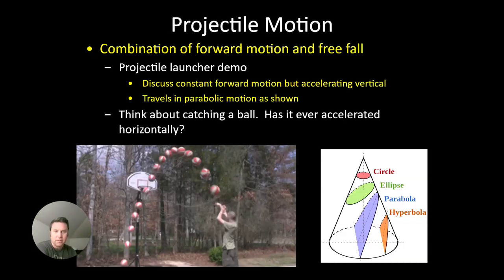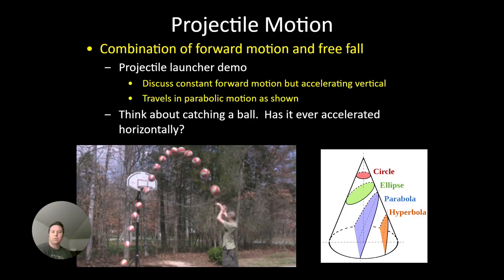And then hopefully I can insert a video there. So projectile motion, like I said, is a combination of free fall and forward motion. So the basketball here is going forward, and up and down all at the same time.